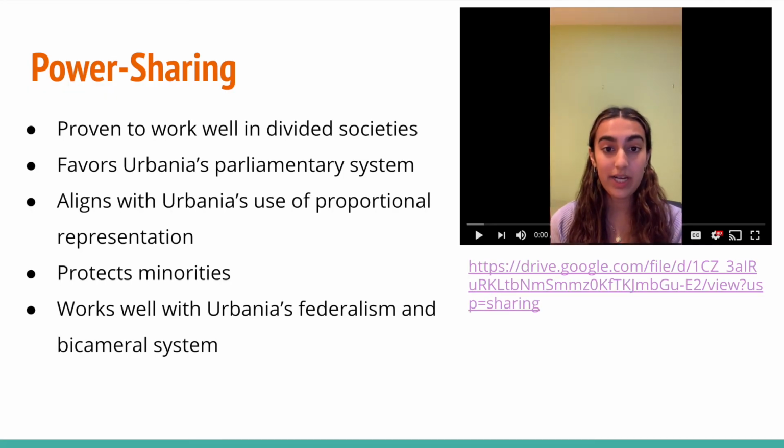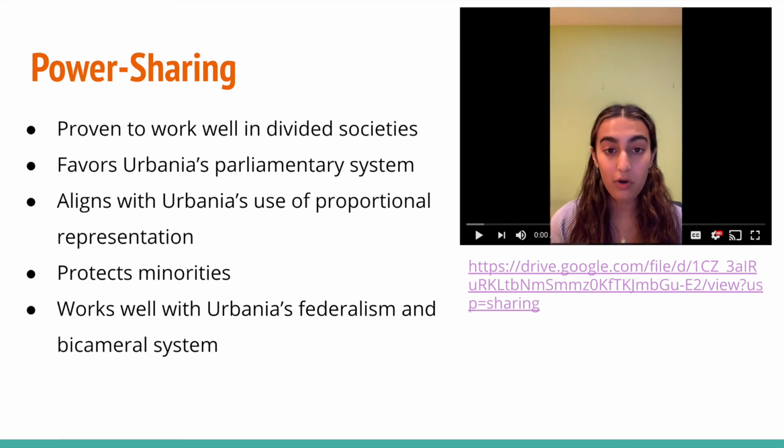For our country, Urbania, we decided on power sharing over power dividing. So Urbania is a divided society with the different ethnic groups mostly divided onto the 5 different islands, and power sharing has been proven to work best for divided societies. We're also using the parliament system over the presidential system, and power sharing favors the parliament system. In addition, for our electoral system, we are using proportional representation, and proportional representation protects the minorities and ensures that every vote is counted. And it has the minority veto, which further protects minority groups. We're also using the bicameral system, which further ensures that all of Urbania's population will be represented in the government. And we're using federalism, which is another good choice for divided societies.